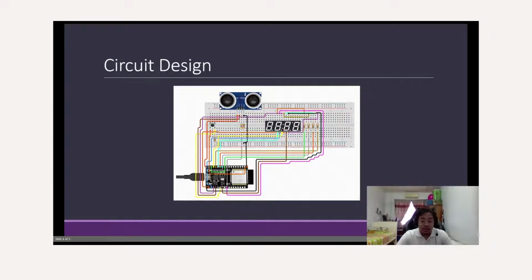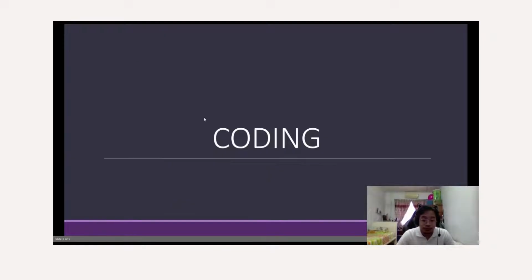So for the circuit design, this is one of the examples that I'm using for my IoT project. This is the ultrasonic sensor, and this is the LED display, 7 segments, the ESP board, and the switch button. And for the coding part, I will show you next.